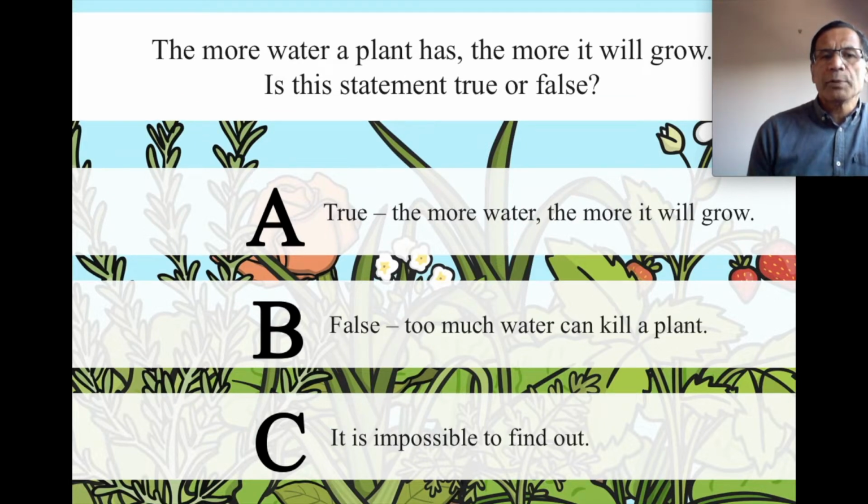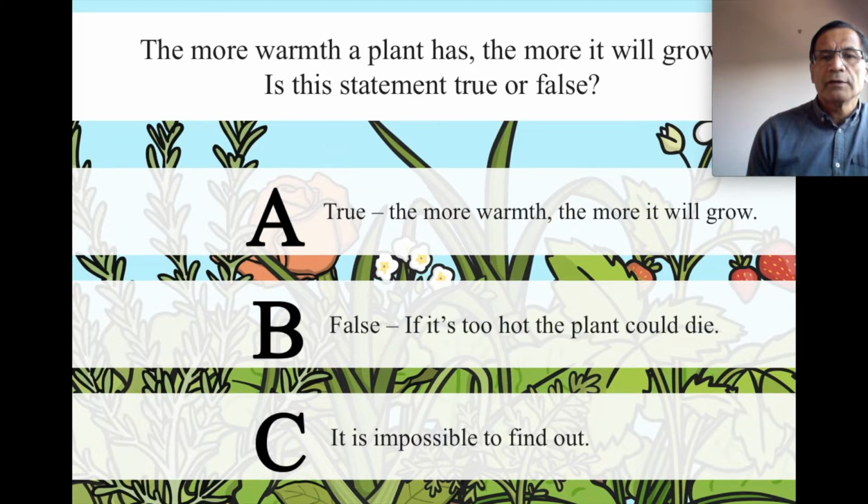The more water a plant has, the more it will grow. Is this statement true or false? So is it A, is it B, or is it C? You select the answer that you think is best. Next question. The more warmth a plant has, the more it will grow. Is this statement true or false? So is it A, B, or C?